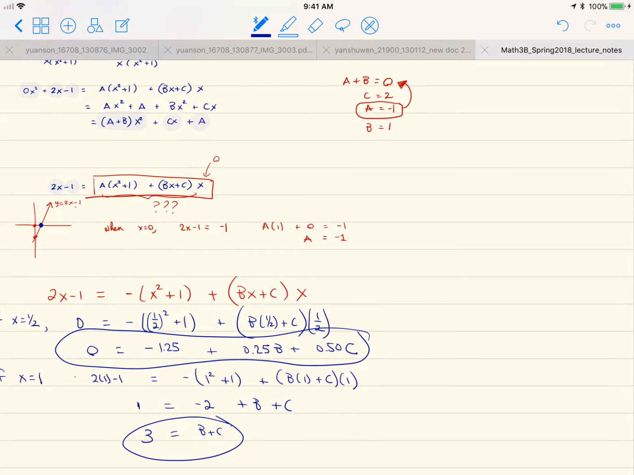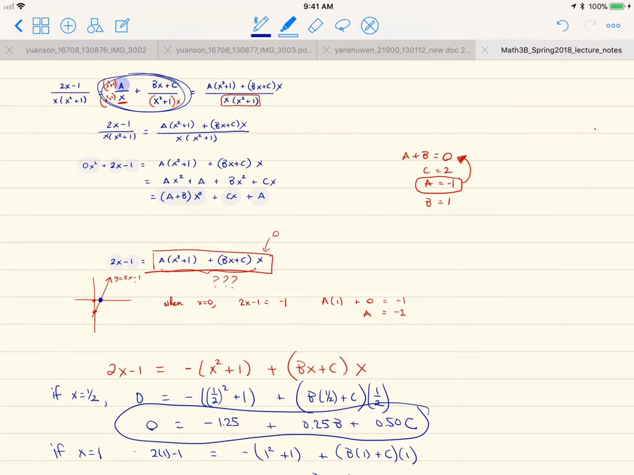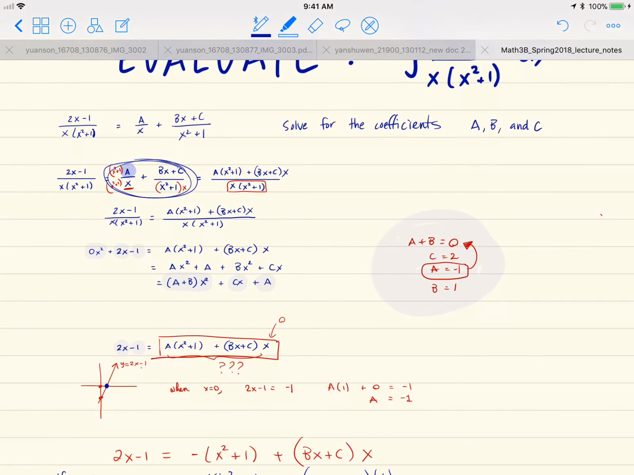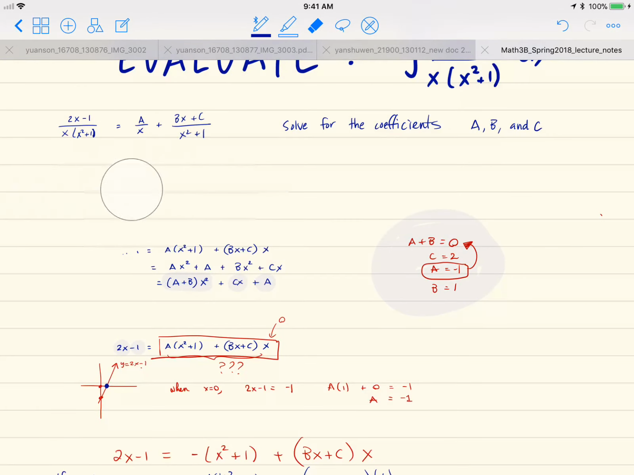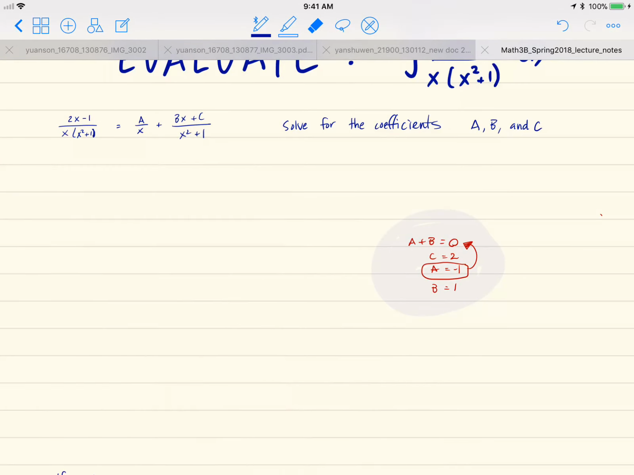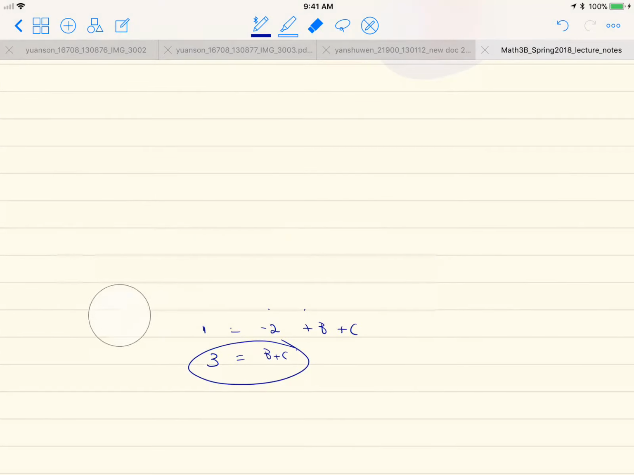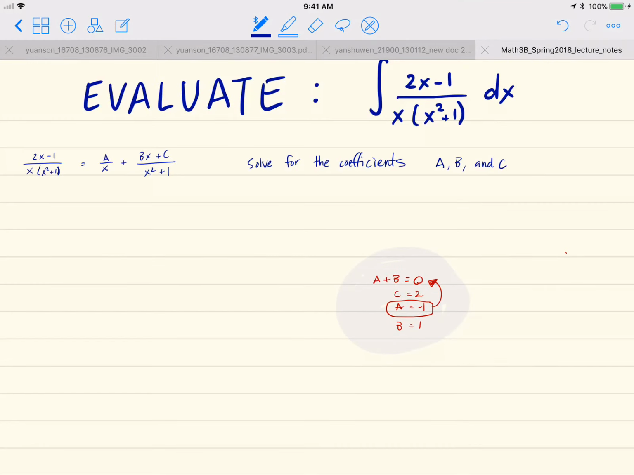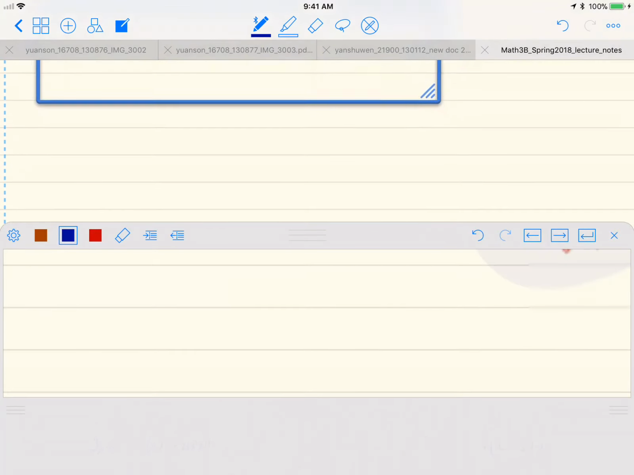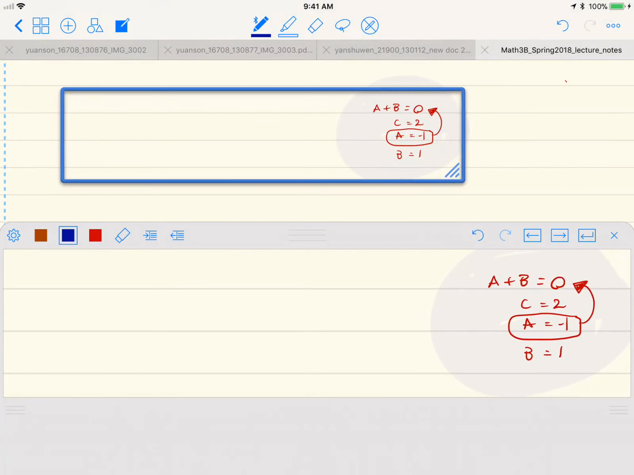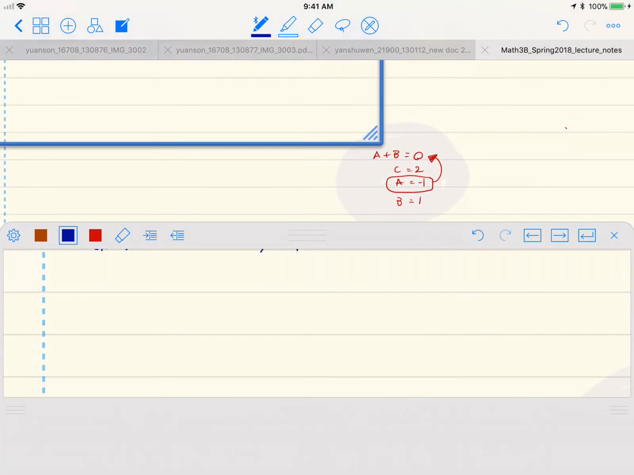So either way you do it, you're going to end up solving for your coefficients, and that's what you want, because that is the essential part of step 1: solve for the coefficients a, b, and c. So let's clear all this away, but don't erase our answers. What we found out is that a is equal to -1, b is equal to 1, and c is equal to 2.